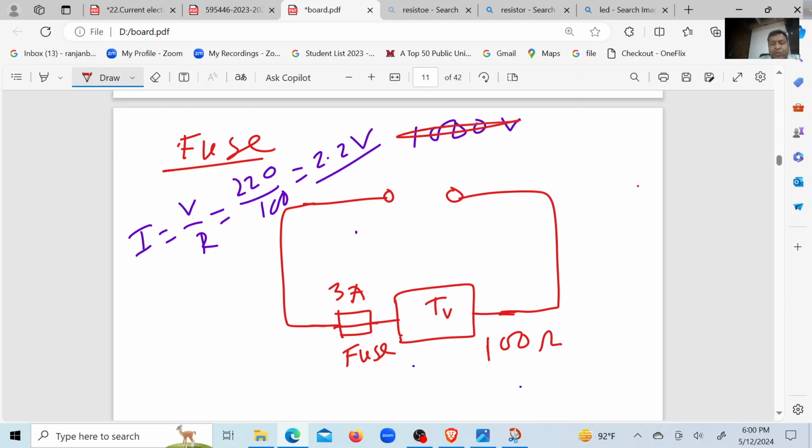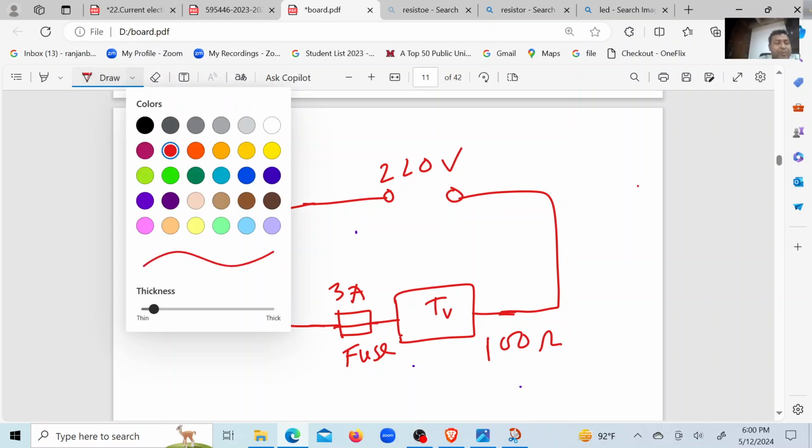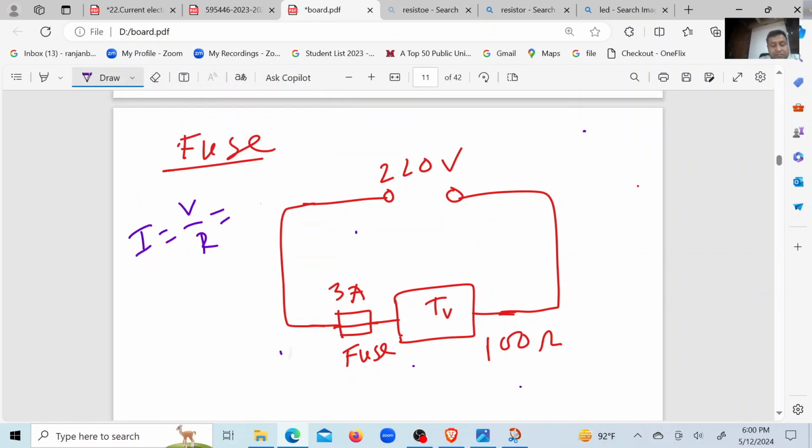So normally when the voltage is 220 volt, look at this. The current is 2.2 ampere now, right? This is the main current in the supply, in the circuit. 2.2 is the circuit current.